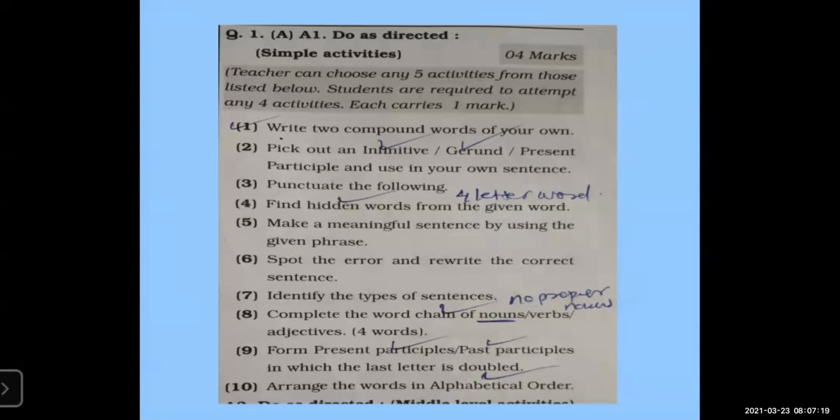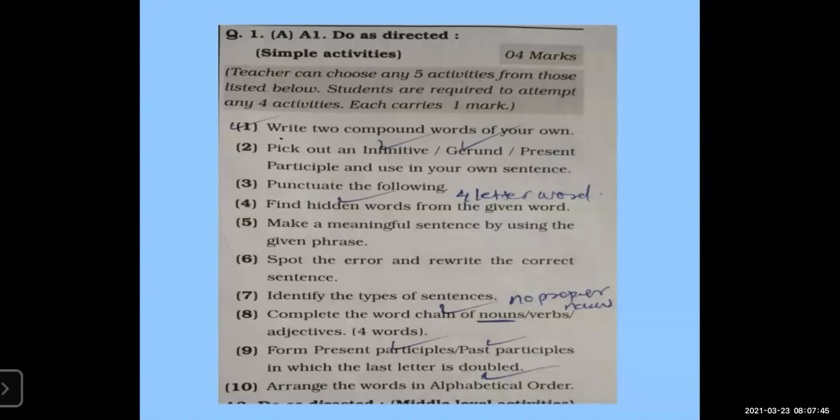Okay, you have to use the phrase in the sentence. Then spot the error and rewrite the correct sentence. This we are going to see today. Identify the types of sentences. I think you have studied these types of sentences. If not, we'll see this too today or in the next lecture.